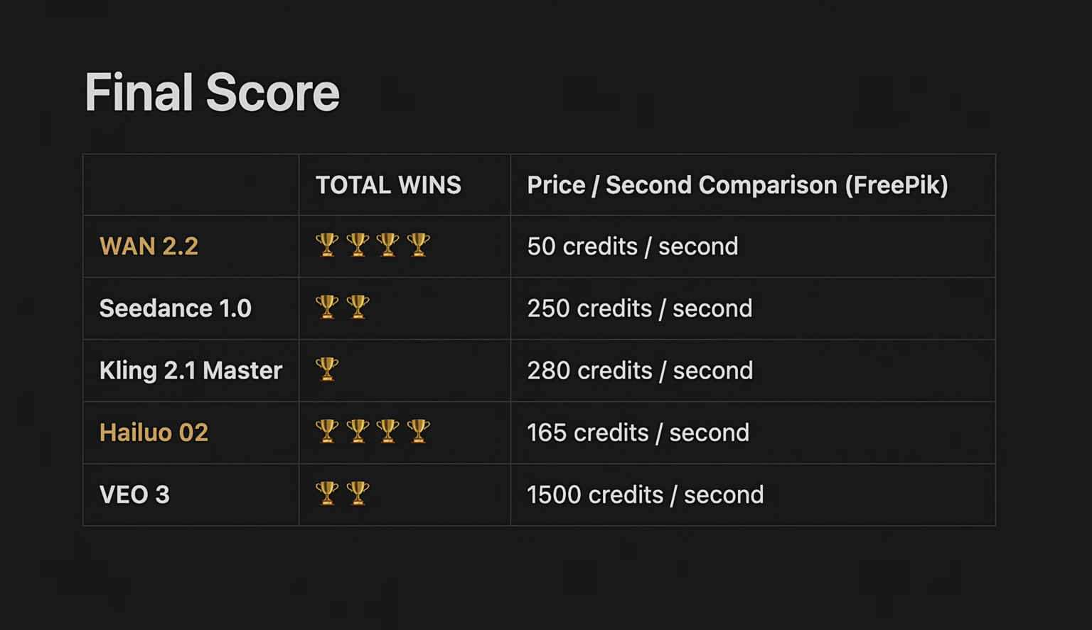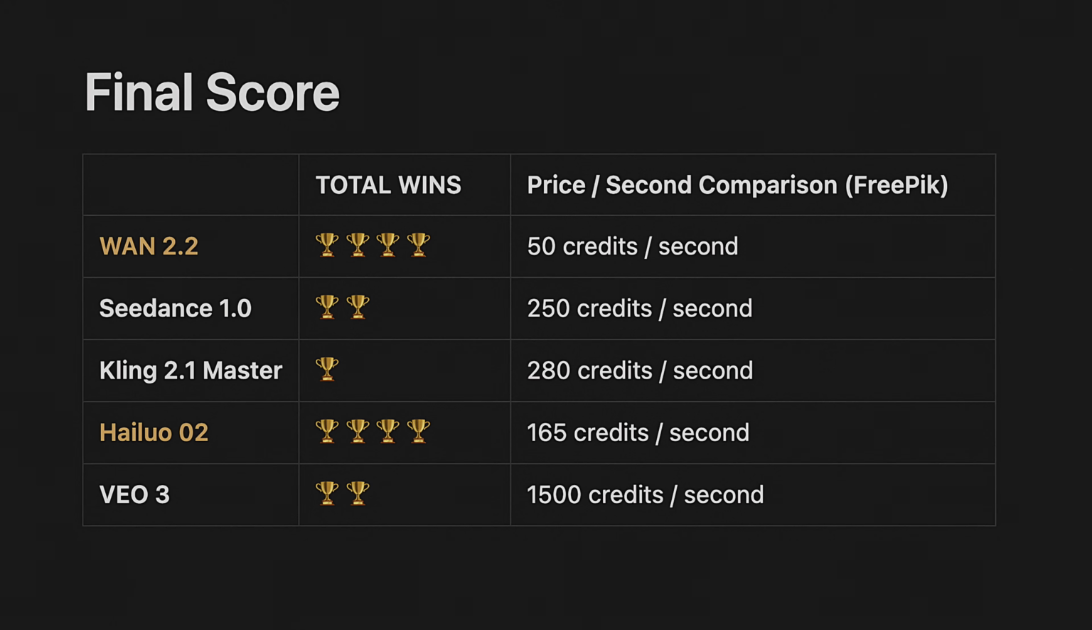2.2 comes in at an incredibly efficient 50 credits per second. To get that same top-tier quality from Hailuo, you are paying more than 3 times as much. You can also use 2.2 on your own device, since it's open-sourced. I will add some links to the video description for you to access this model.